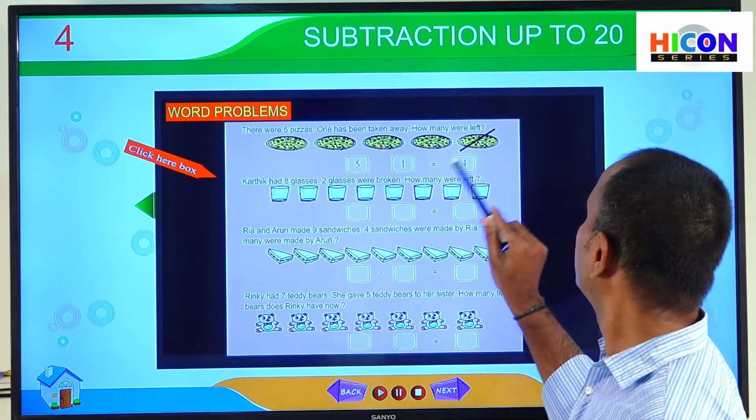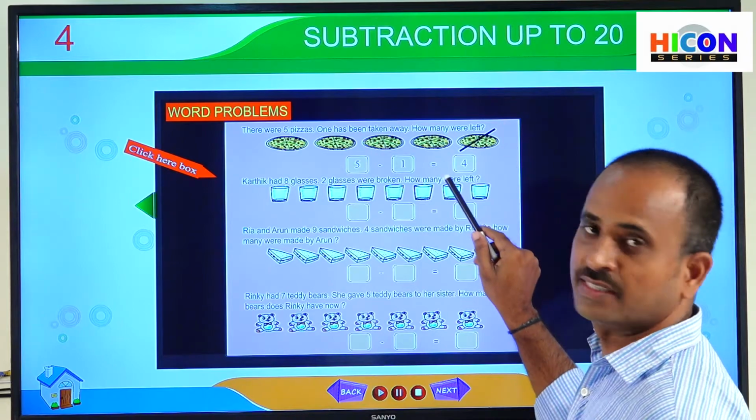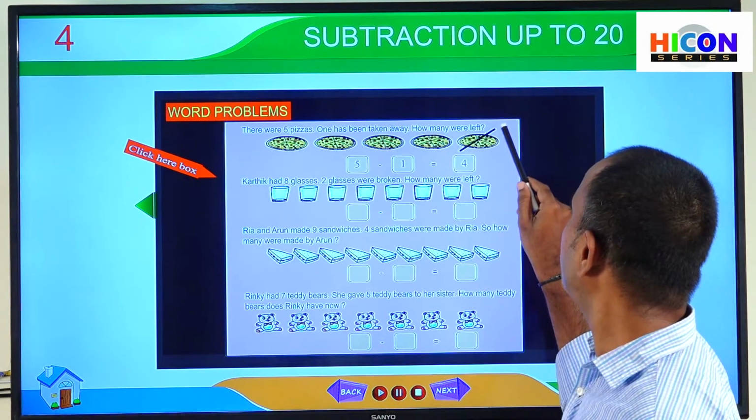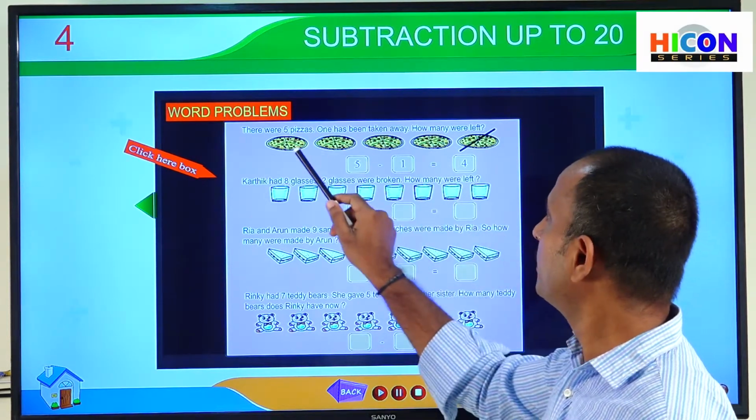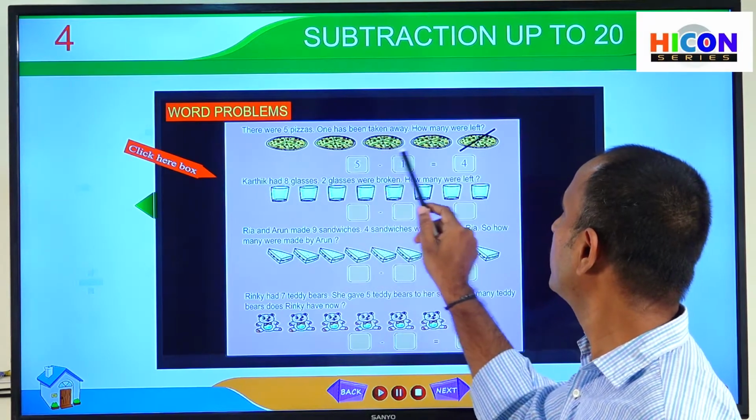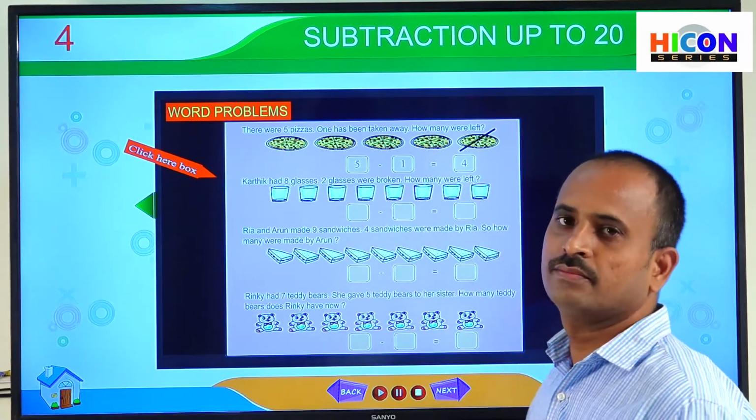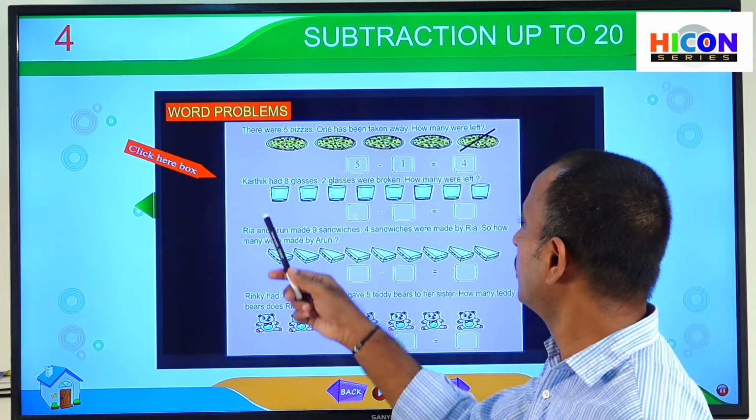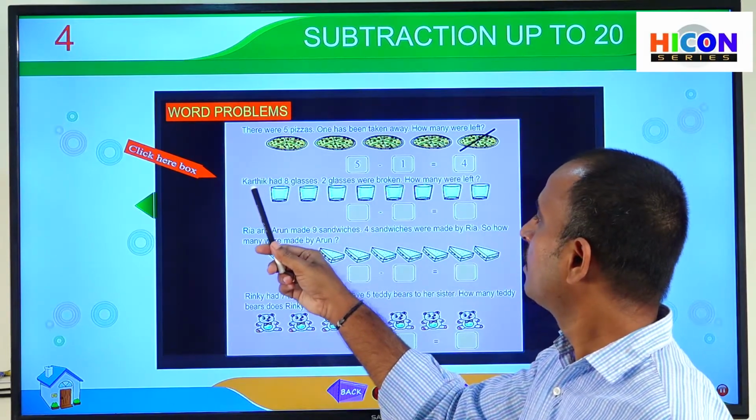So children, listen, observe carefully. 1 pizza is taken away and this taken away is represented by strike off. So how many pizzas are left there? 1, 2, 3, 4. So the answer is 4. So see the second problem. So read the second problem.